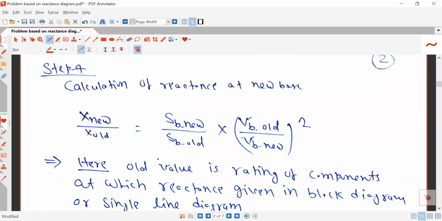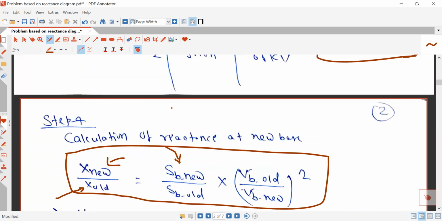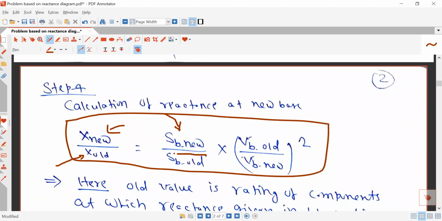So how will you calculate the base value of reactance? This is the formula through which you can change the per unit base of the reactance. Here X new is the new value of the reactance which you want on a new base, and X old is the reactance value which is given in the block diagram. Similarly, SB new is the common base on which you want to calculate reactance. SB old is the rating of the component at which reactance is given in the block diagram. Similarly, VB old and VB new.